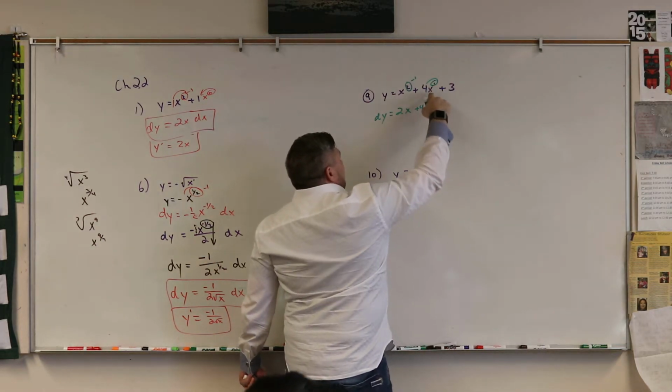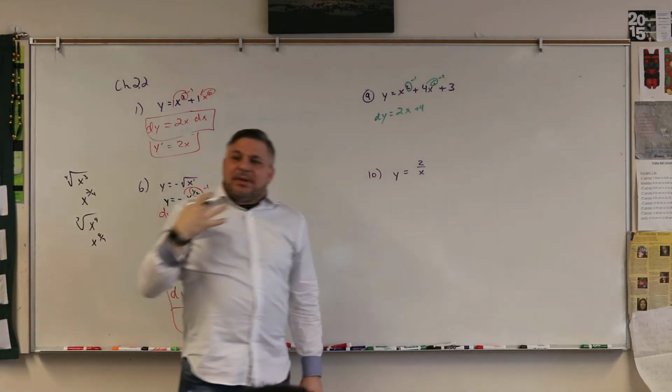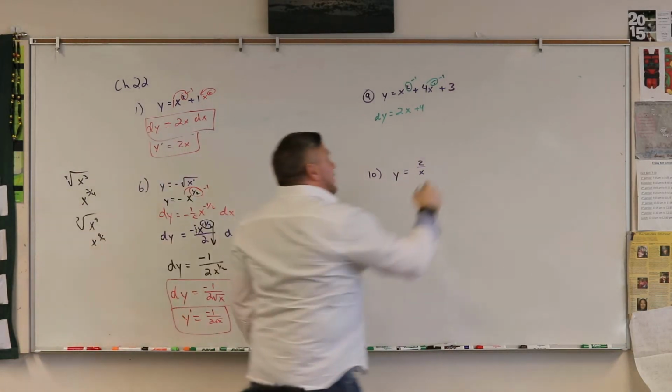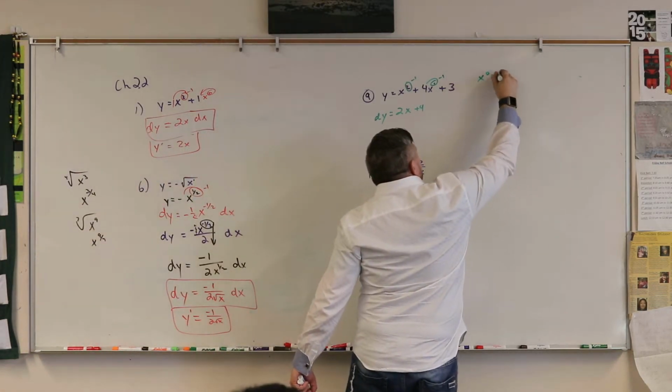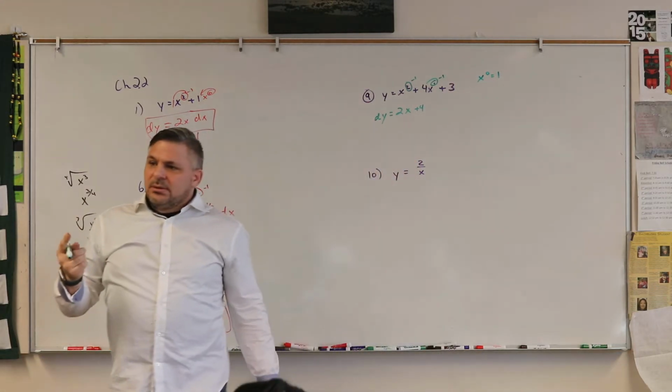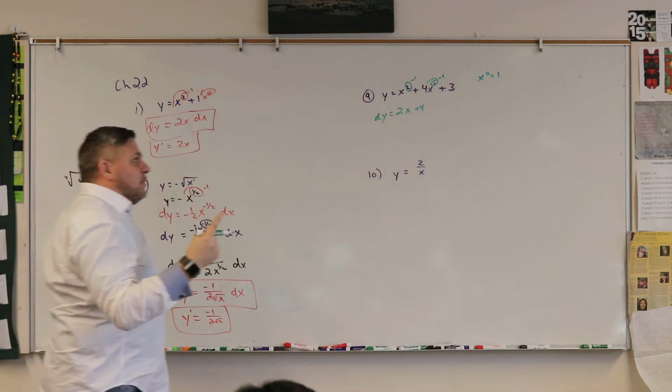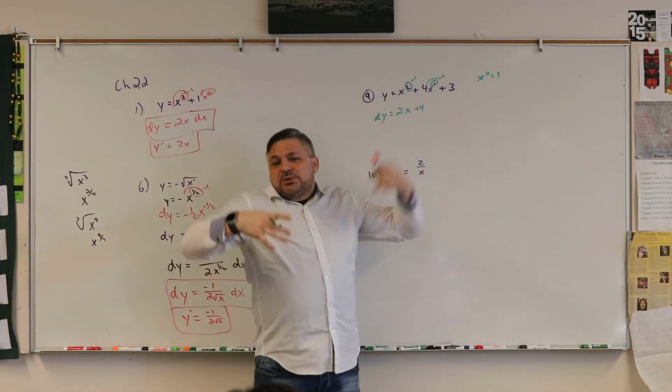Nope. What do we do here? Minus 1, right? So that means x to the 0. Remember, x to the 0 is equal to 1, right? Okay? So that would just be 4 times 1, which is 4.